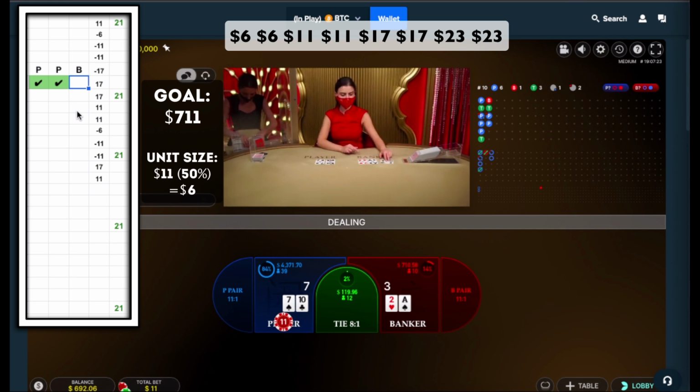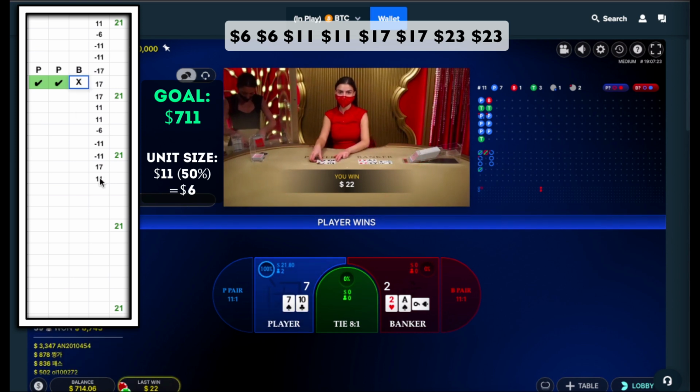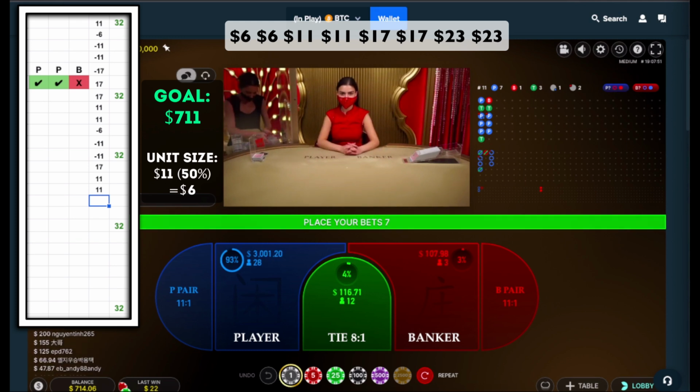Odds are in our favor. And there we go. Perfect. We do get the X, plus 11. And we have hit our win goal for this session. So we're going to go ahead and exit the table.